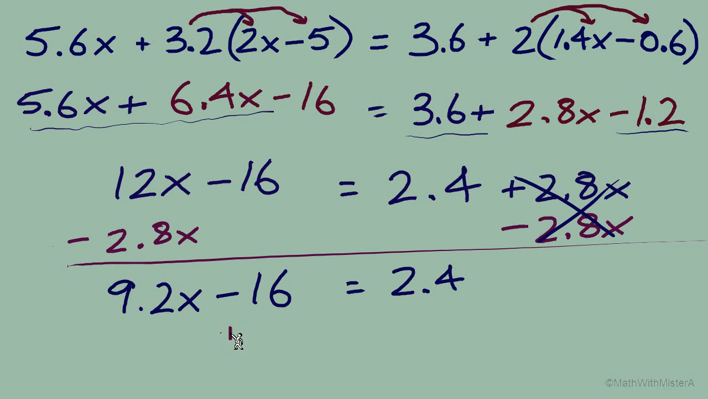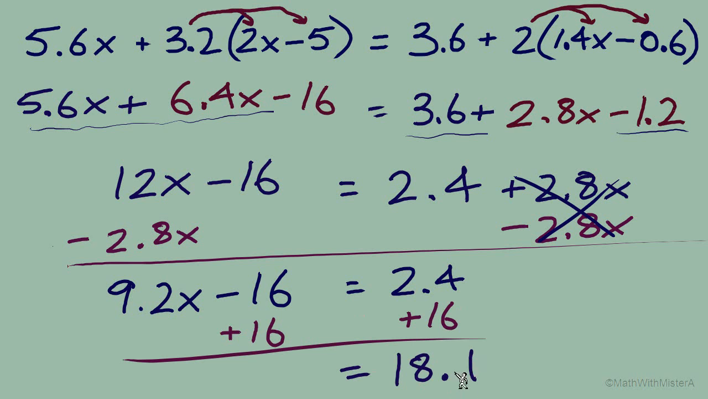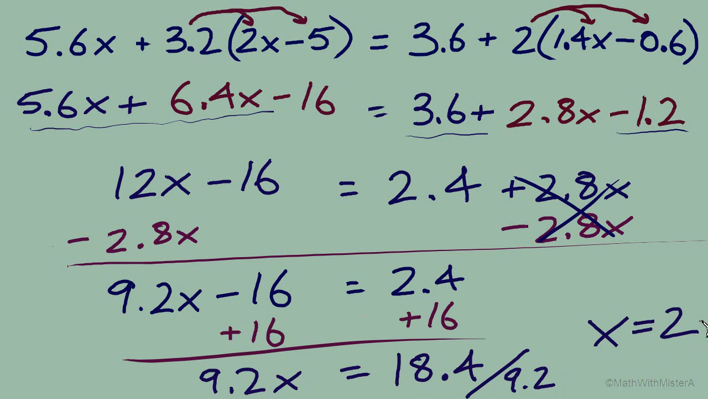Undo the minus 16 with plus 16. That takes us up to 18.4 equals 9.2x. And last, undo multiply by 9.2 with divide by 9.2. And that leaves us with x equals 2.